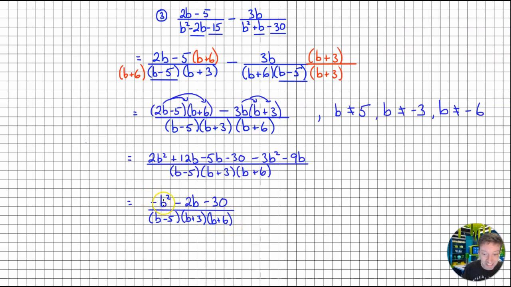Now you can pull out a negative if you want to make it a simple trinomial. You can pull out a negative so that you have b squared plus 2b plus 30. Like I was saying, I don't think there's any numbers that multiply to give you 30 and add to give you 2. So that is going to be as simplified as we are going to get with those restrictions.